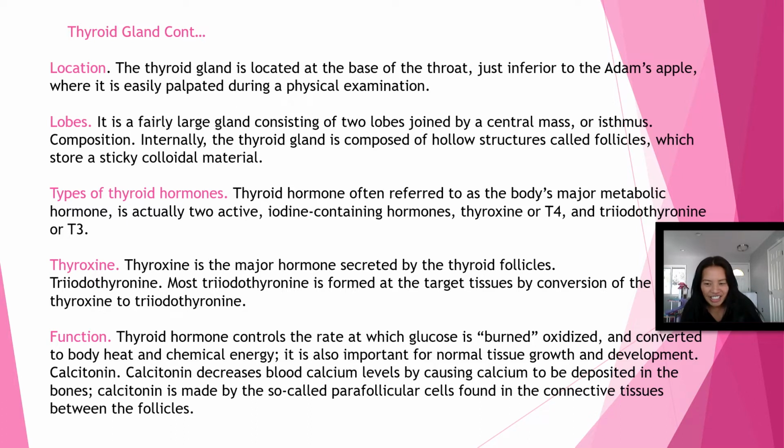Okay, so the function. The thyroid hormones control the rate at which glucose is burned, oxidized, and converted to body heat and chemical energy. It is also important for normal tissue growth and development. Next is calcitonin. Calcitonin decreases blood calcium levels by causing calcium to be deposited within bones. Calcitonin is made by the so-called parafollicular cells found in the connective tissues between the follicles.